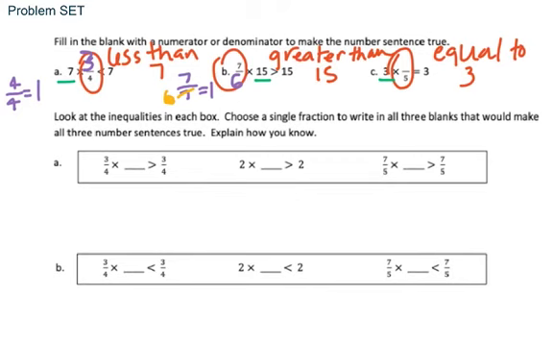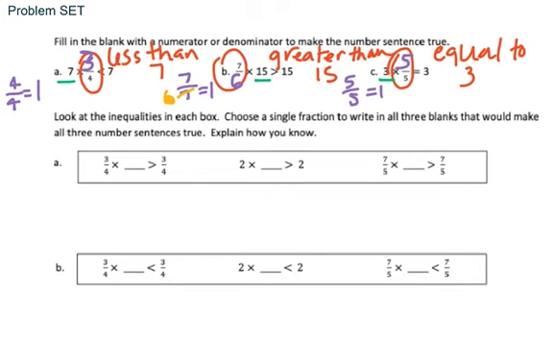And finally, equal to. 3 times something over 5 is equal to 3. Well, this is the identity property of multiplication, and we know that 5/5 is equal to 1. 1 times 3 is 3, so here we put a 5.